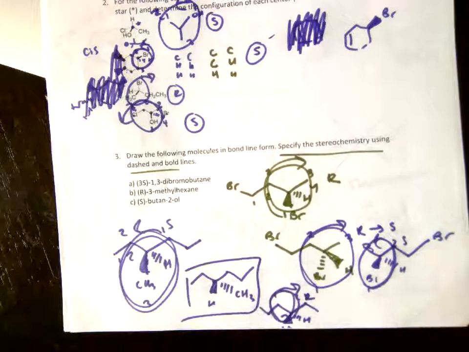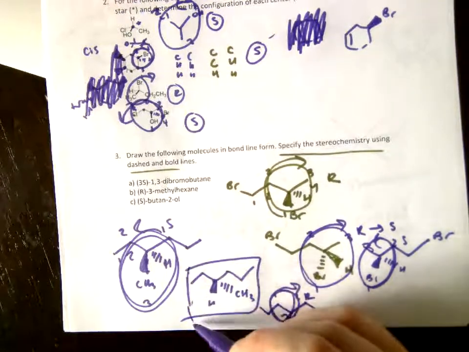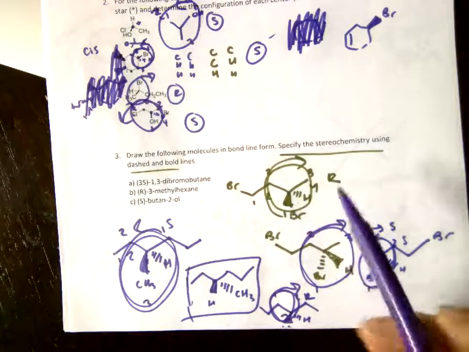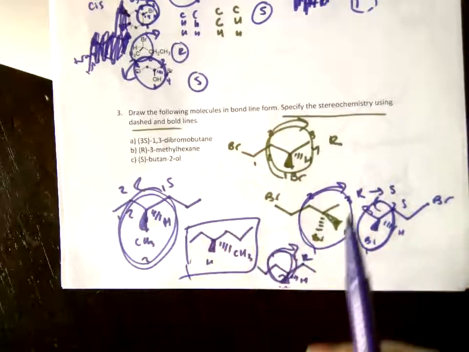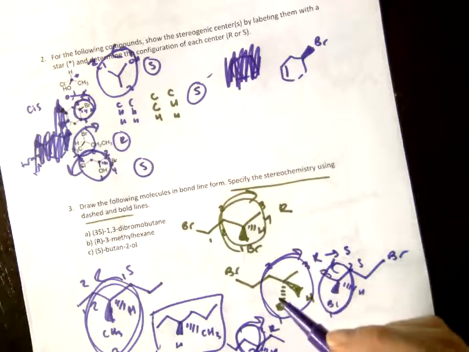So make sure if you're doing this on a free response question, you box the right one if you're using this method, because if you had both drawn and they weren't labeled R or S, that might be confusing. But I just wanted to show you guys how I always do it.